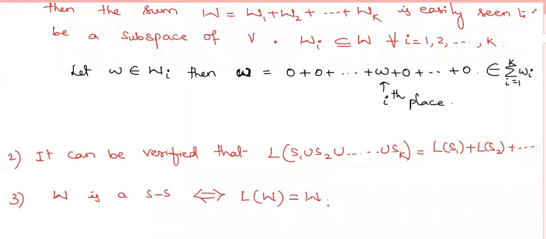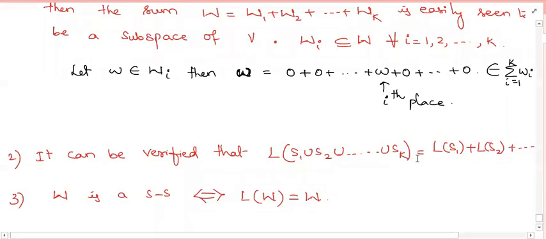Okay. If L of W is equal to W, then since any linear span of S is a subspace, W is a subspace. So both sides you can see.